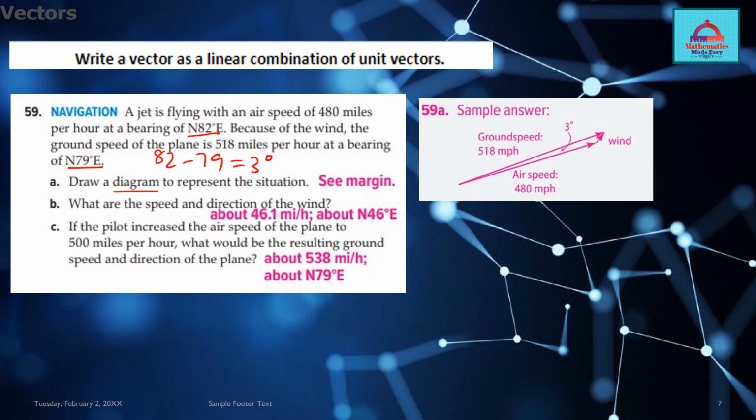Then find the speed and direction of the wind. So you use the concept of linear combination of unit vectors to get your answer for B and C.